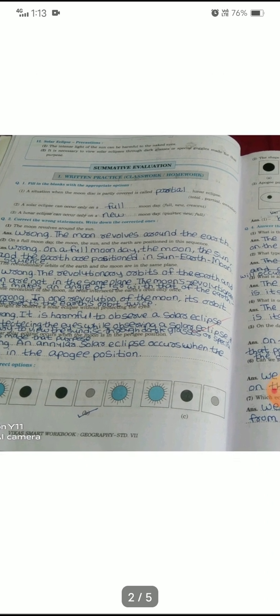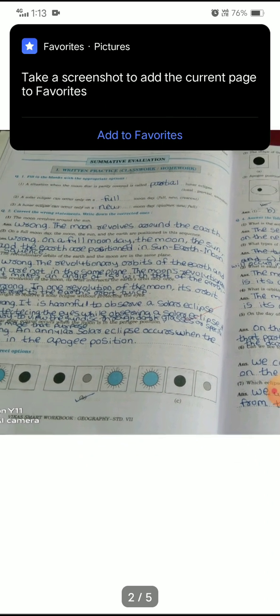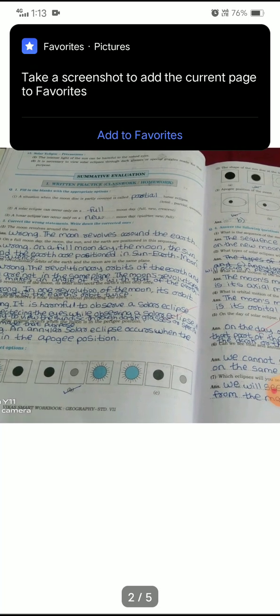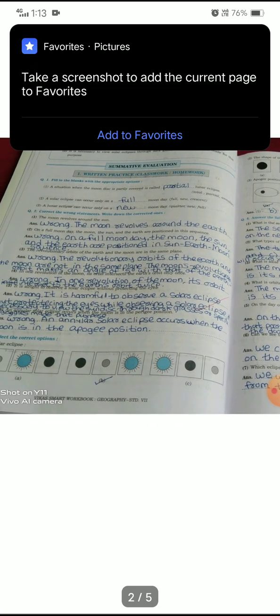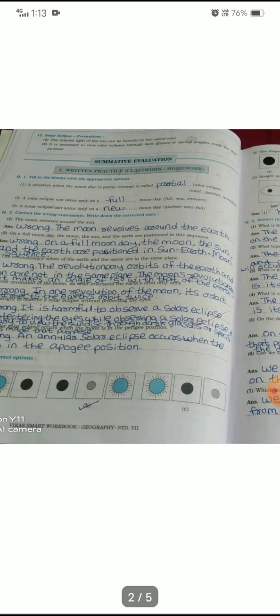Fill in the blanks with the appropriate option. The situation when the moon disk is partly covered is called partial. The solar eclipse can occur on a new moon day. A lunar eclipse can occur only on a full moon day.